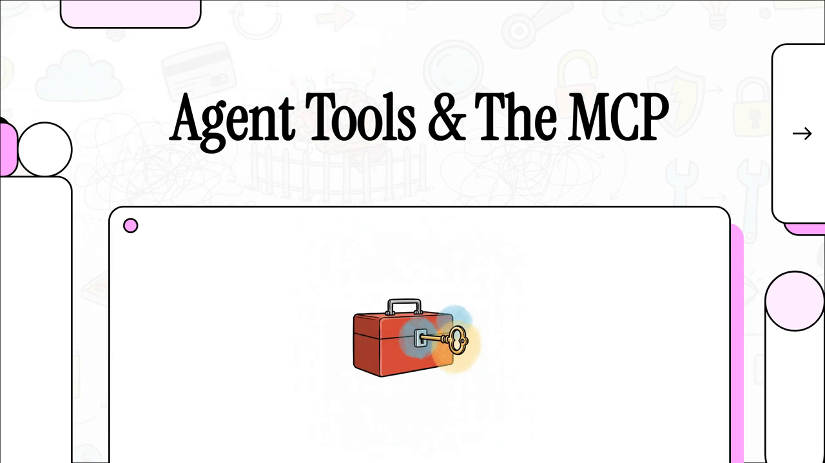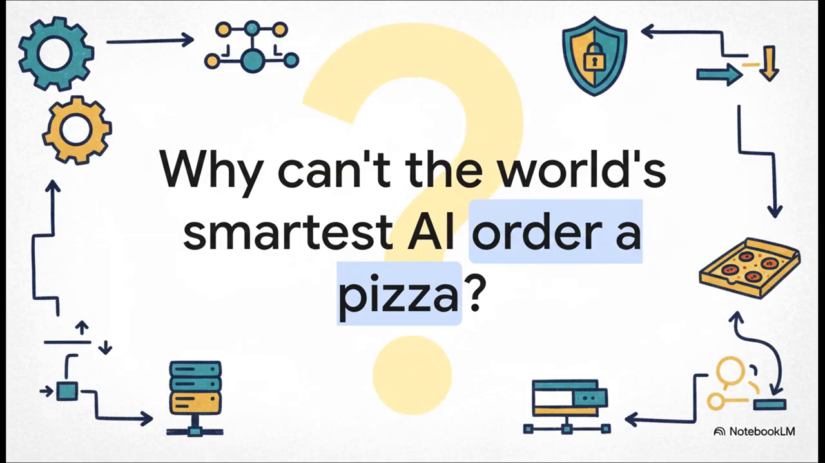Today, we are getting into the real nuts and bolts of how AI agents actually get stuff done in the real world. We're going to be talking about agent tools and a really important new standard designed to connect them all called MCP. So let's kick things off with a pretty simple question. You've got this AI that's so smart it can ace a law exam, it can write amazing poetry. But if you ask it to order you a pizza, it just can't. It hits a wall. So what's going on there?